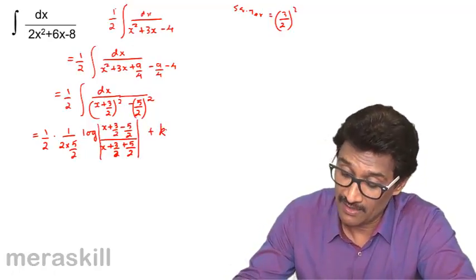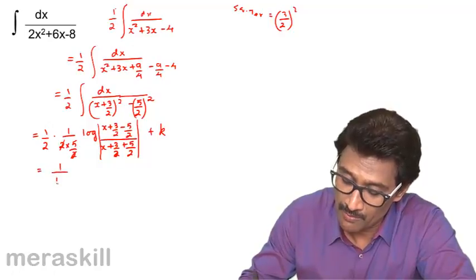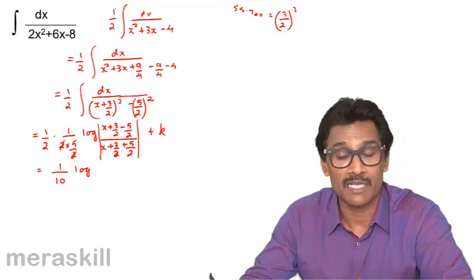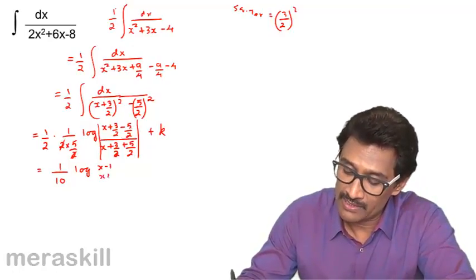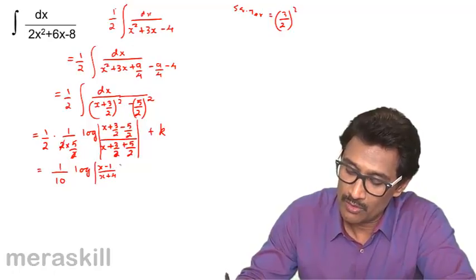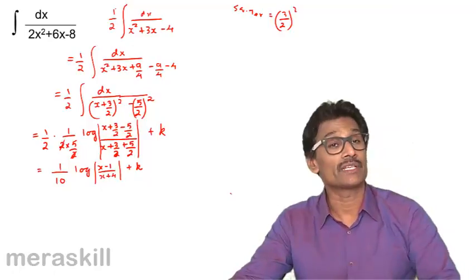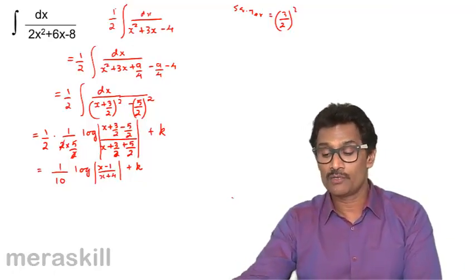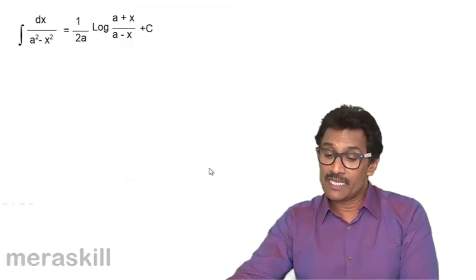plus k. So this gets cancelled, so eventually you get 1 upon 10 into log of (x plus 3 by 2 minus 5 by 2, that is x minus 2 by 2, that is x minus 1) upon (x plus 3 by 2 plus 5 by 2, that is 8 by 2, so x plus 4), plus k. So we get 1 by 10 log of (x minus 1) upon (x plus 4) plus k. So this is the expansion of dx upon x square.